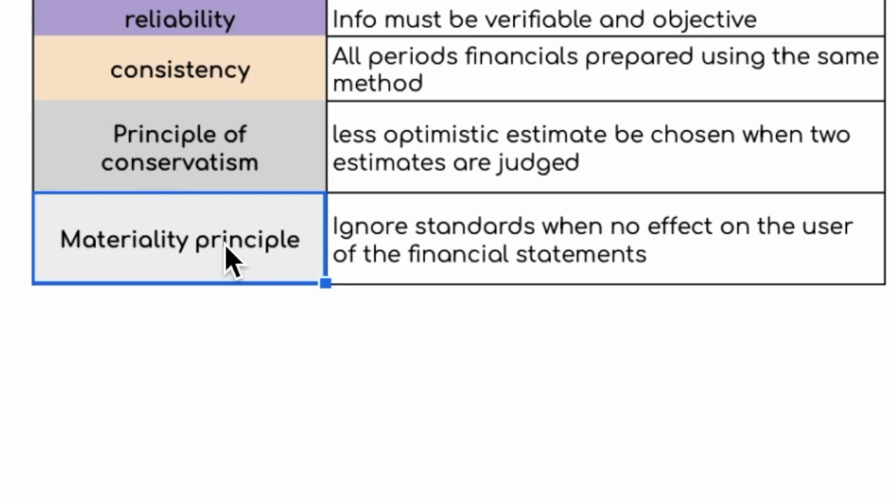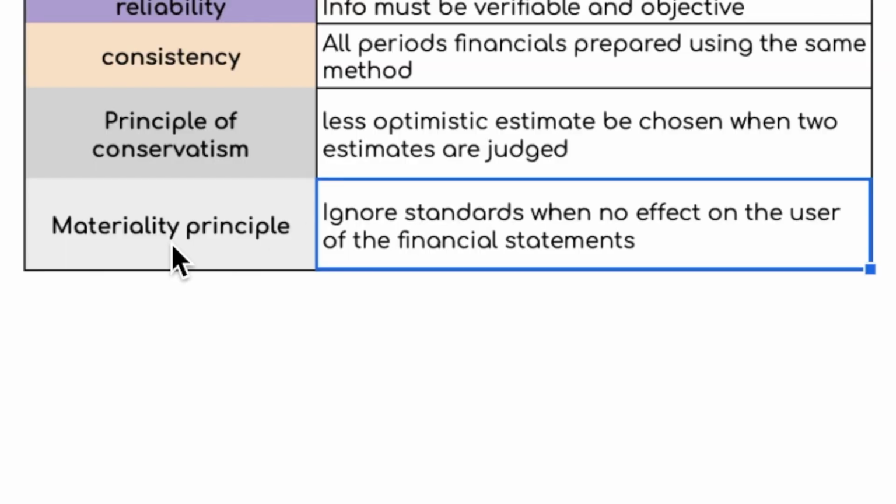The next and final principle is the materiality principle, which basically says that you can ignore items and standards when there's no effect or no material effect on the user or the financial statements. So basically, this is saying that you don't want to be tracking, for example, paper clips as an office asset in the company, right? It's immaterial. So only be tracking the material stuff. If something is immaterial to the reader of the financial statements, then it can be ignored.